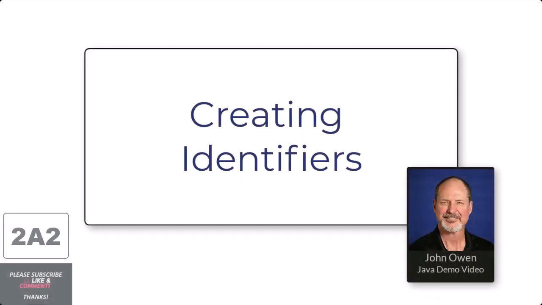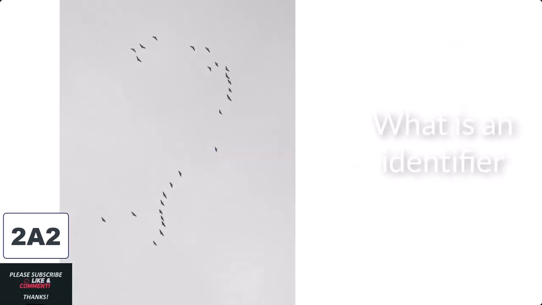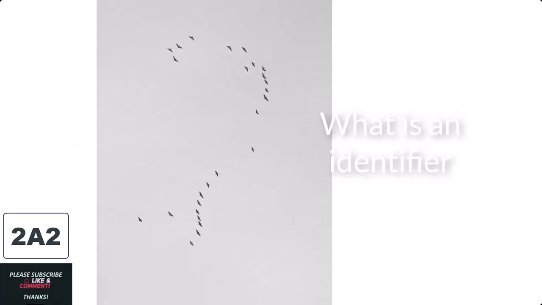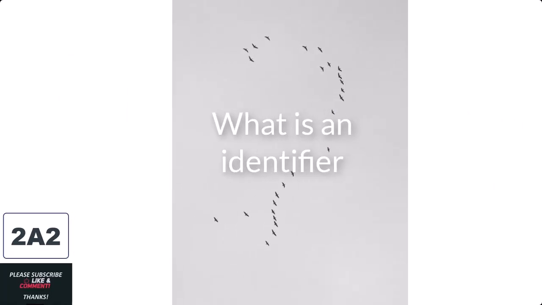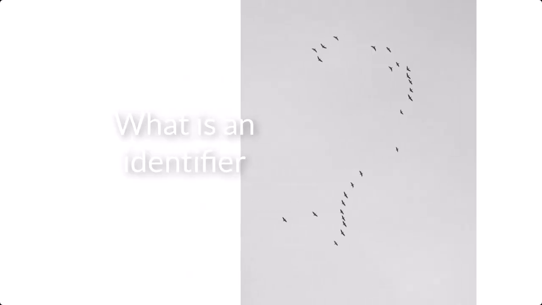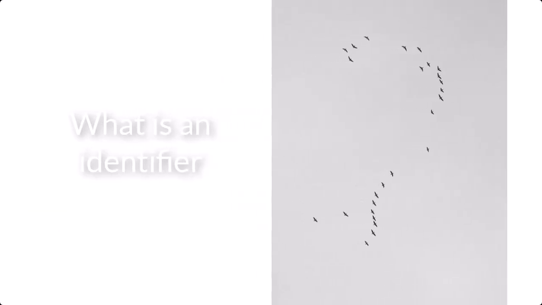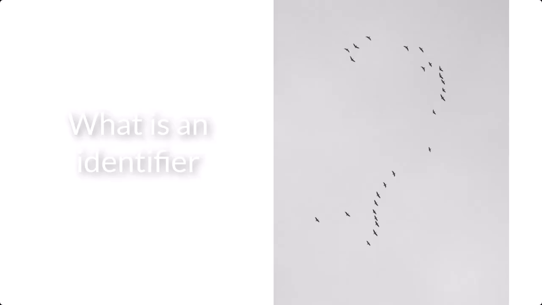What is an identifier anyway? Why are there rules to follow when creating them? What are those rules? What is a convention? How is a convention different than a rule? We'll try to answer all those questions in this presentation.